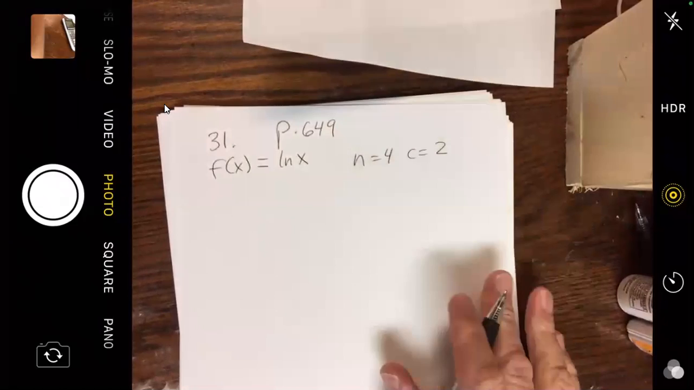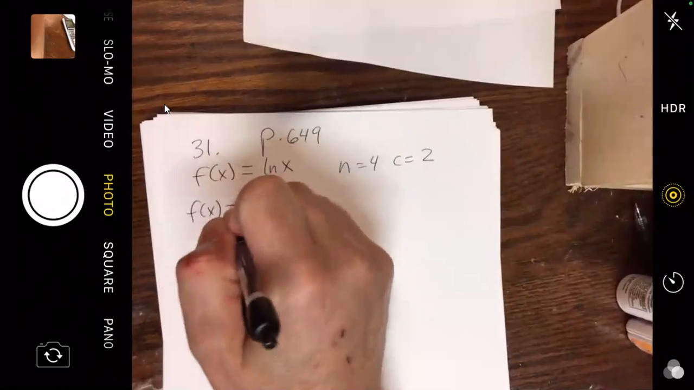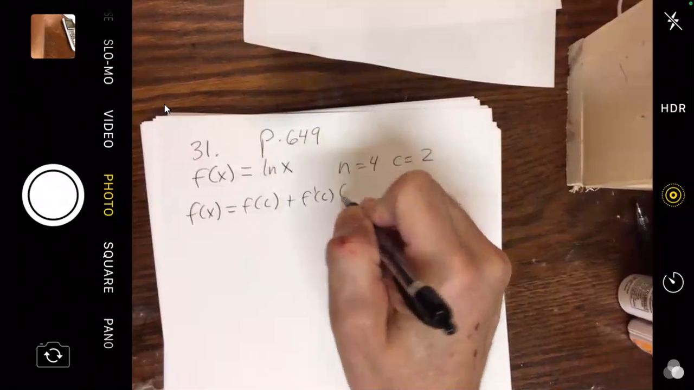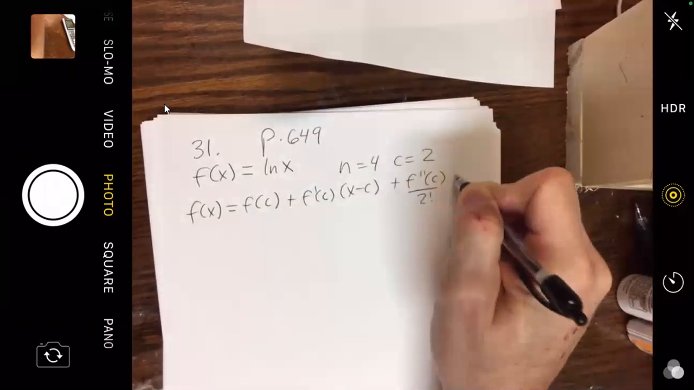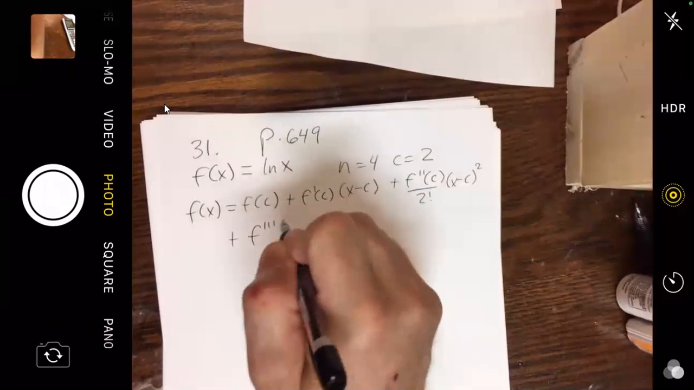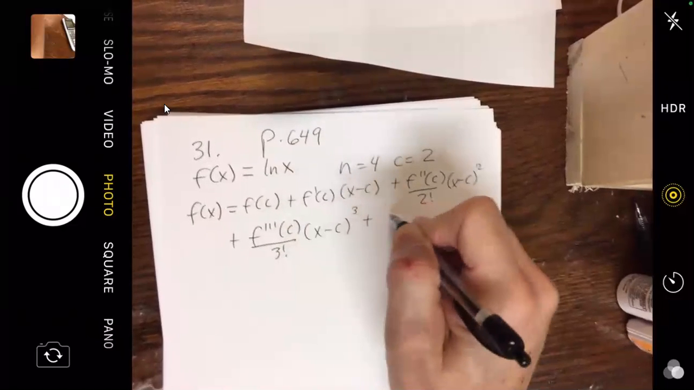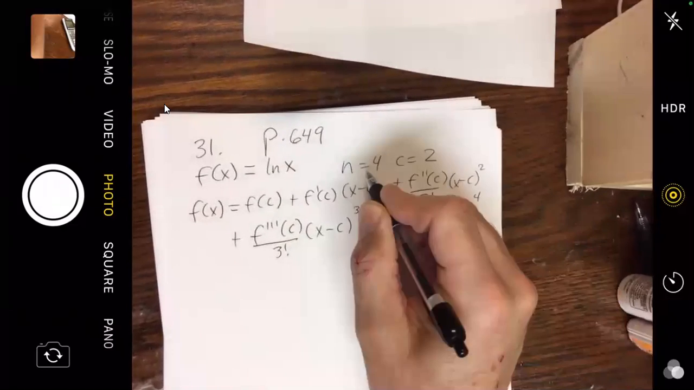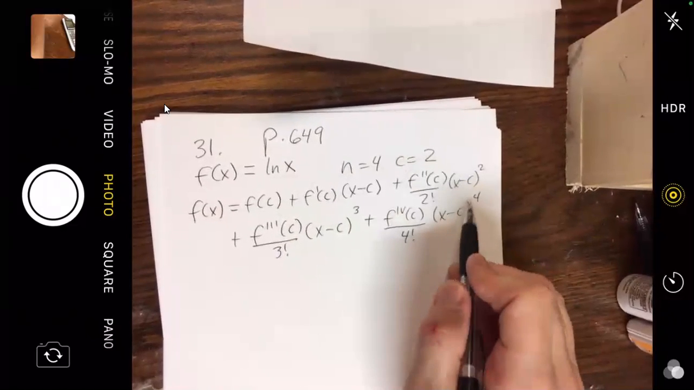All right, I'm going to write it out generally with the c's. You would start with f of c, f prime of c times x minus c, f double prime of c over 2 factorial times x minus c squared, f triple prime of c over 3 factorial times x minus c cubed, fourth derivative of c over 4 factorial times x minus c to the 4. You see why I'm stopping at 4? That's the fourth power. And the c is what you're centered around.